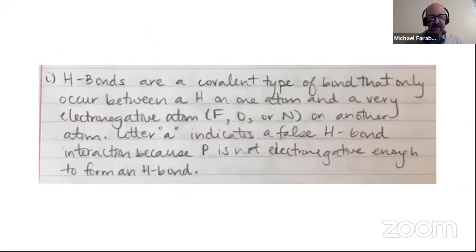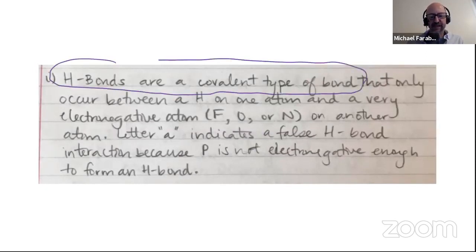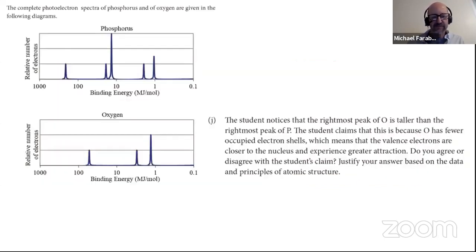And again, this is a concern, and we have this concern on the AP exam every year. Confusion between intermolecular forces and intramolecular attractive forces. So when they say that hydrogen bonds are a covalent type of bond, that causes concern. Okay, so again, we're looking at an intermolecular or interparticle force. All right, moving on to the next part.